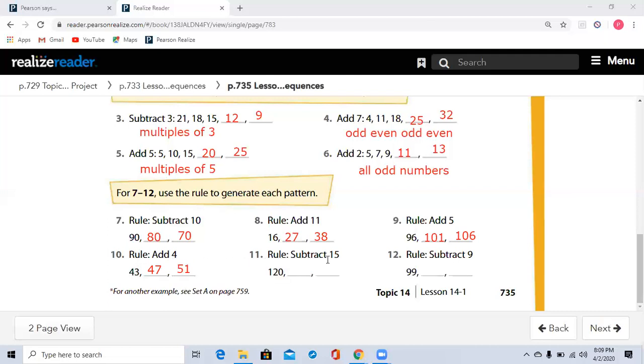The rule here is to subtract 15 from each number, which means we need to take away 15. Taking away 15 from 120 will give me 105. Taking away 15 from 105 will give me 90. In the last question, we see that we need to subtract 9 from 99. Subtracting 9 from 99, we get 90. Then 81.